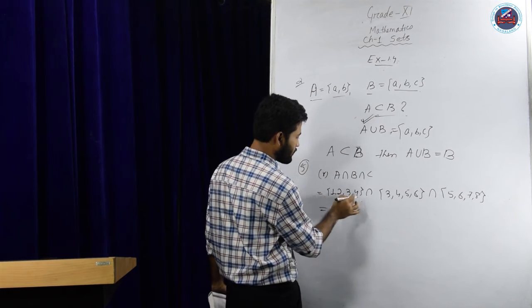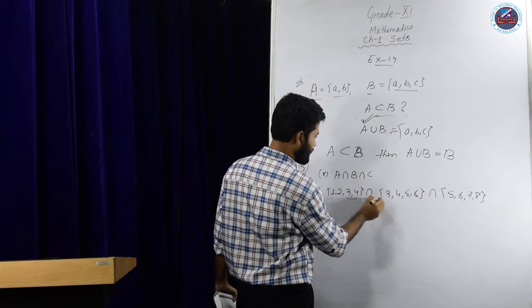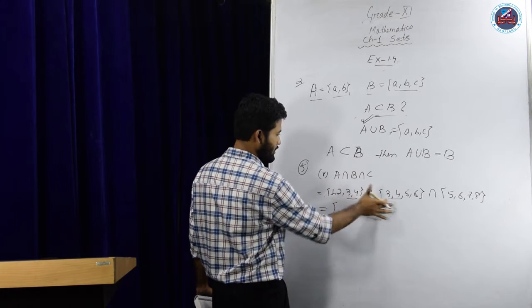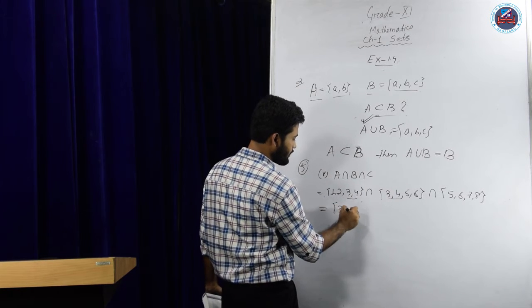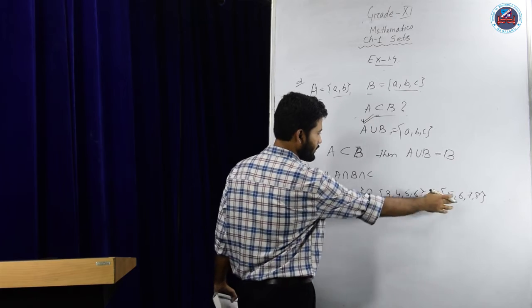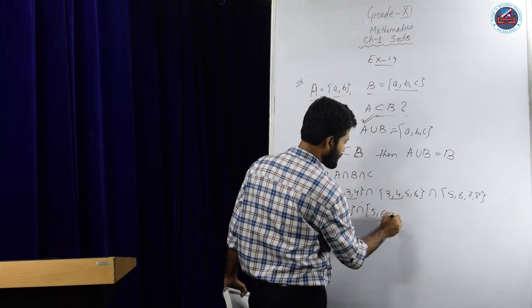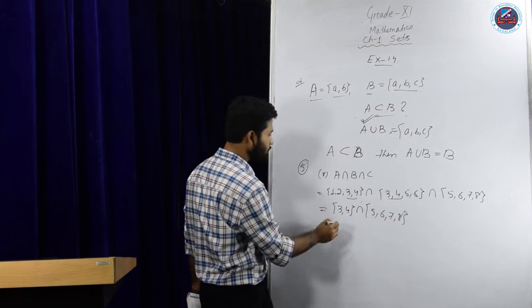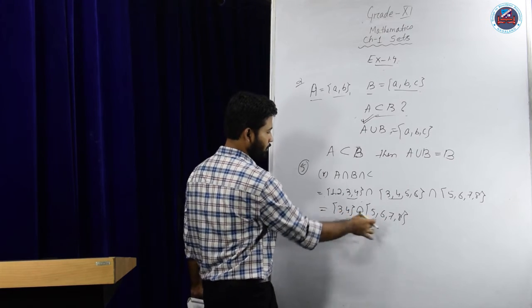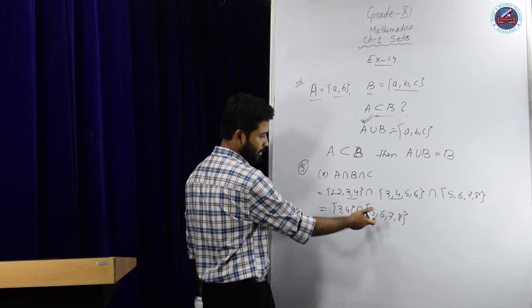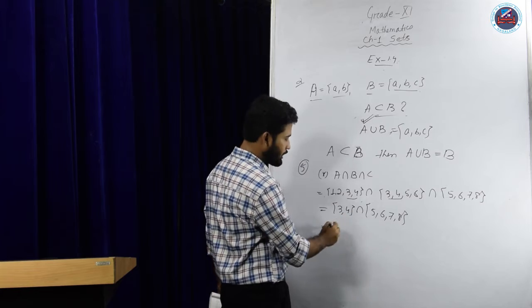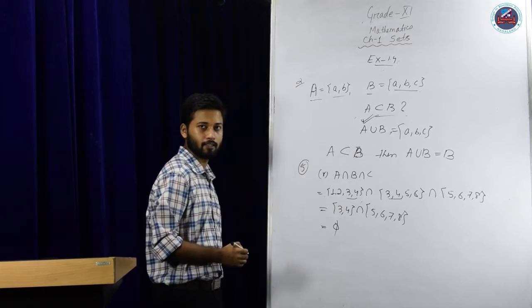So here 1, 2, 3, 4, 3, 4, 5, 6. That is 3, 4 is common to both. So our intersection of these two sets will give us 3, 4. Intersected with 5, 6, 7, 8. So do we have any common element here? It is 3, 4 here, it is 5, 6, 7, 8. So no common elements, so this will give us empty set. Yeah? Okay.